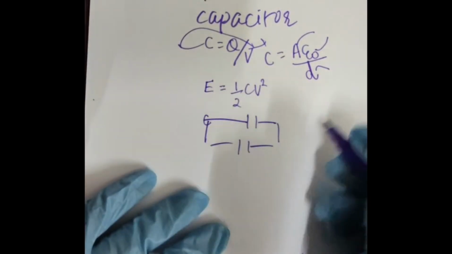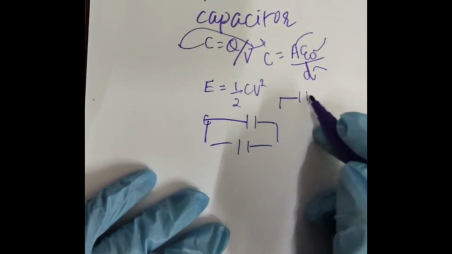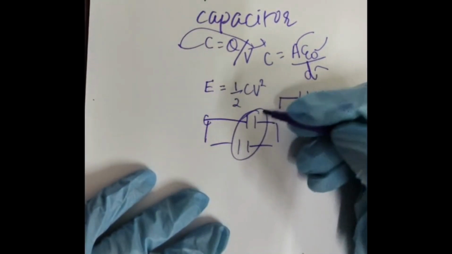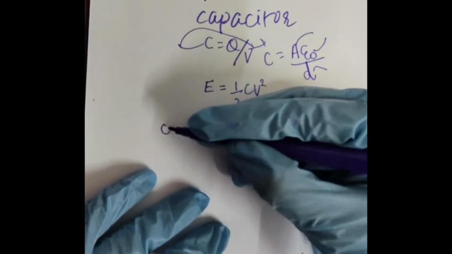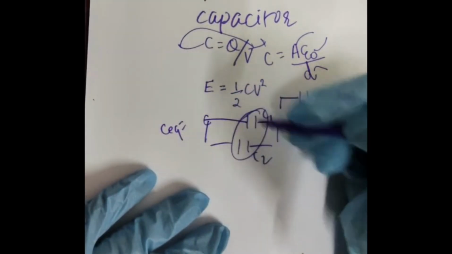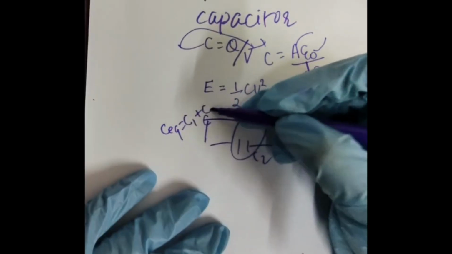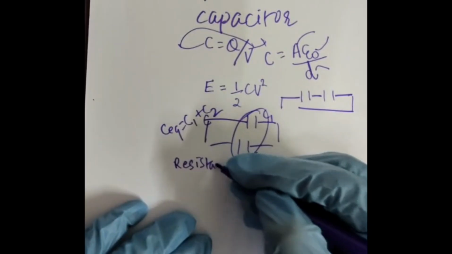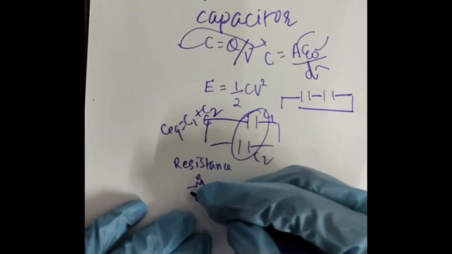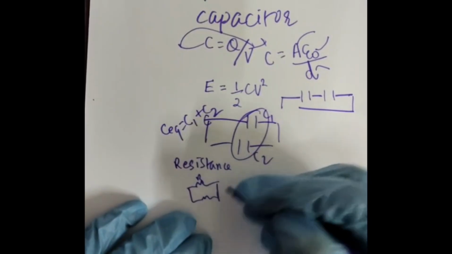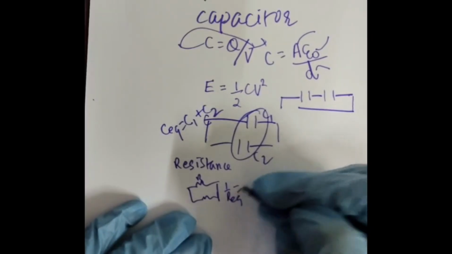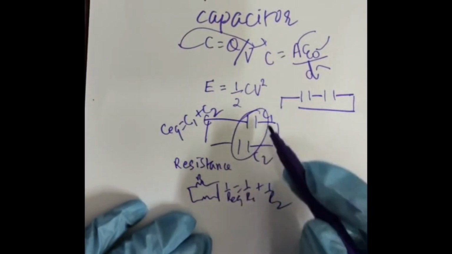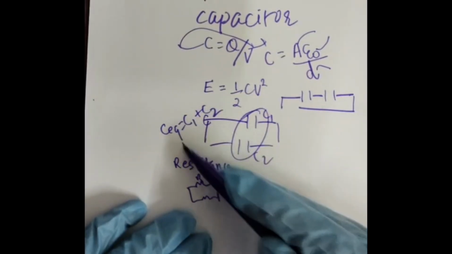Now I'm taking two capacitors. Two capacitors can be in parallel or in series. First of all, if it is in parallel, this is C1, this is C2. C equivalent for parallel is C1 plus C2. You know in resistance, for parallel, 1 by R equivalent equals 1 by R1 plus 1 by R2. But for capacitance, parallel is C1 plus C2.